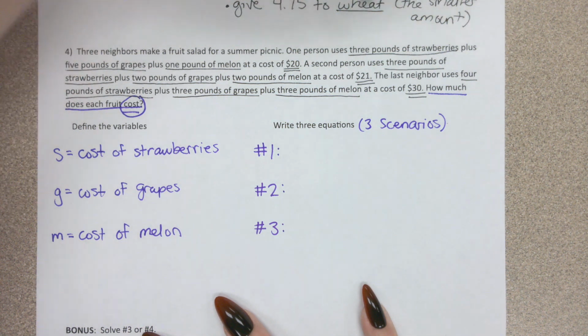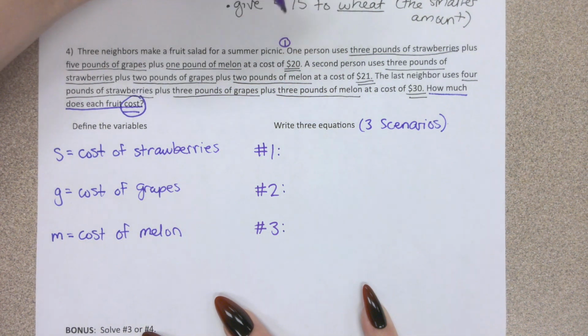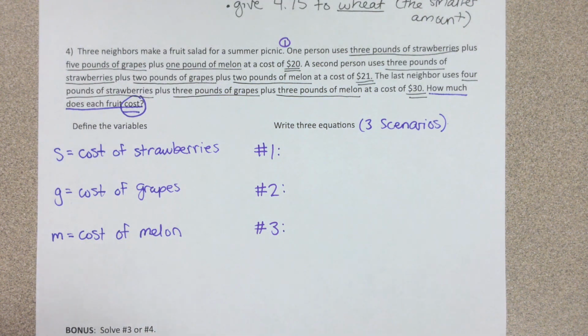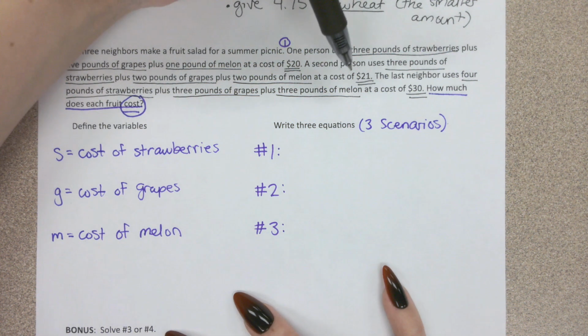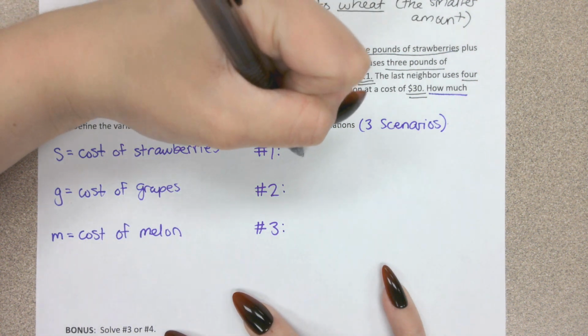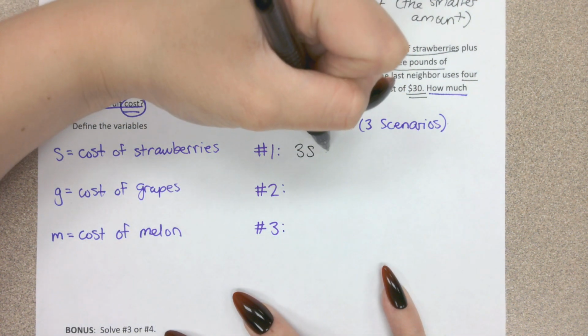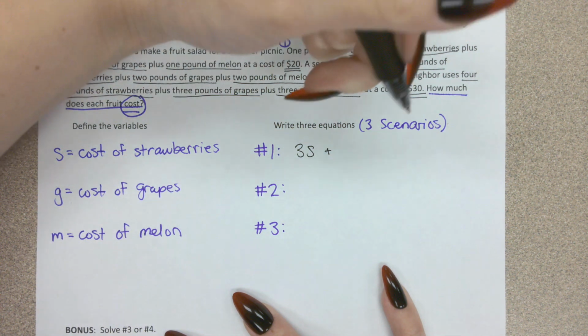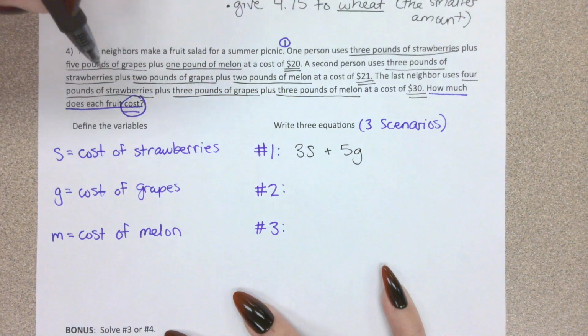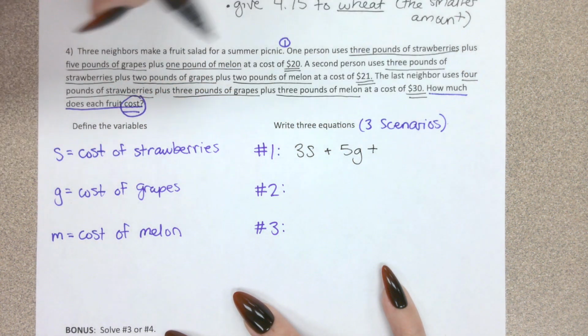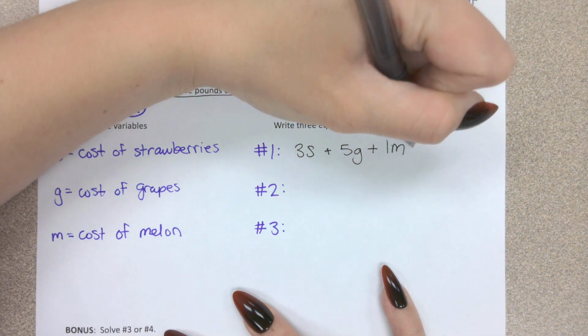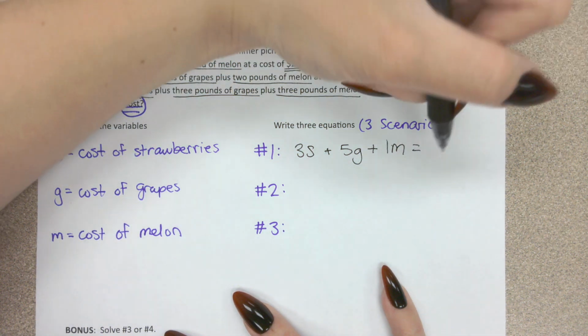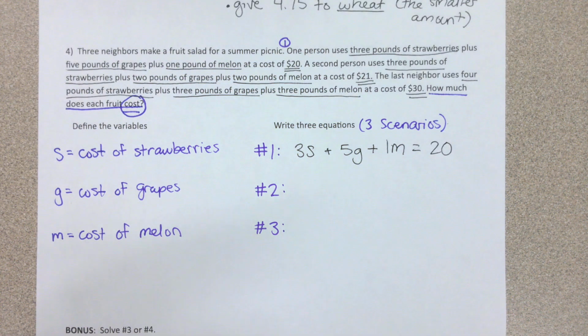So this second sentence here that starts with one person, that's going to be my first equation. One person uses 3 pounds of strawberries, so 3S, and it literally says plus 5 pounds of grapes, 5G, plus 1 pound of melon, 1M, and that is a total of $20. We're going to do that 2 more times.